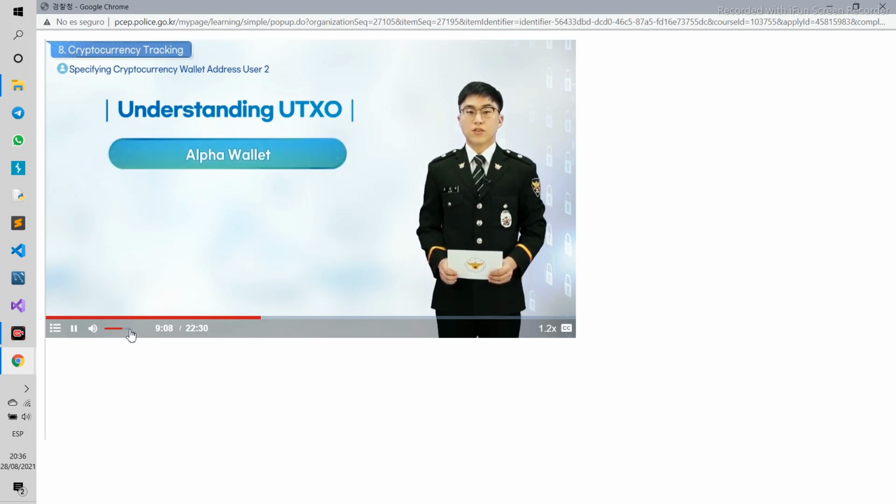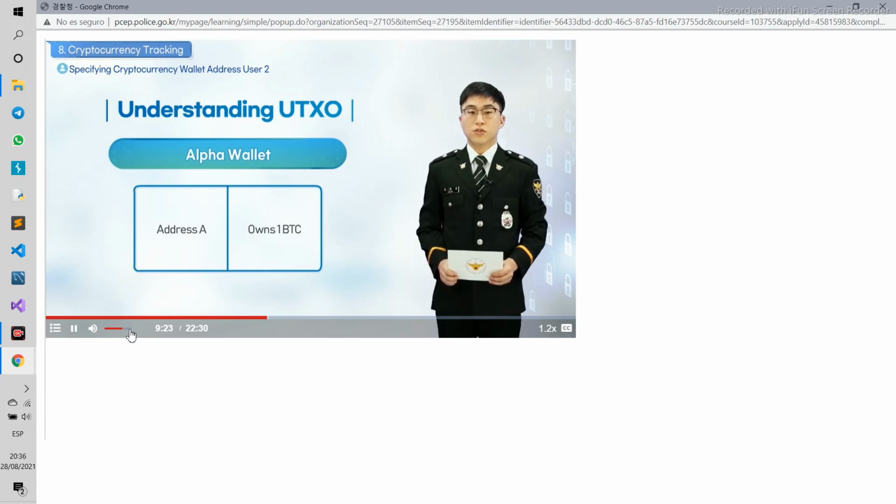Metaphorically speaking, UTXO can be seen as a sealed envelope with Bitcoins in it. To explain the specific transaction situation, I will use a simple example. Let's assume that you own one Bitcoin at address A among various addresses in the Alpha wallet, and that one Bitcoin is stored through one UTXO.